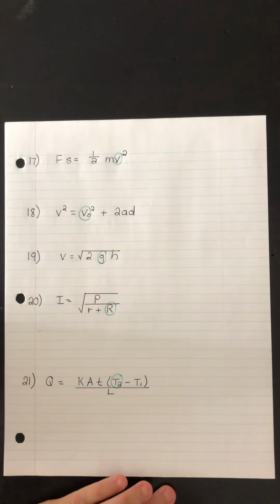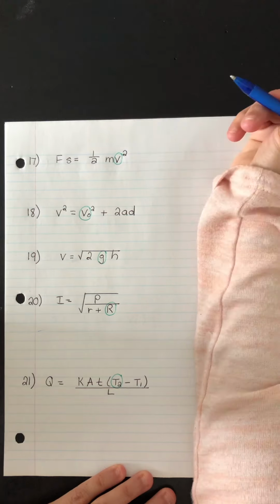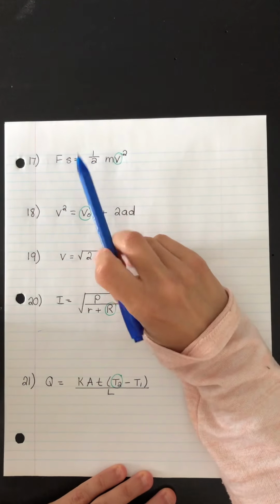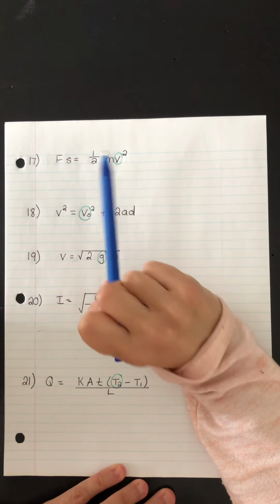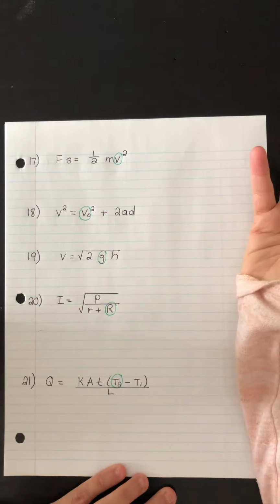Okay, so let's start with number 17 now. We're gonna solve for V. Okay, now there are many things we need to eliminate. 1/2 and m, and then the square. So we do these one at a time.